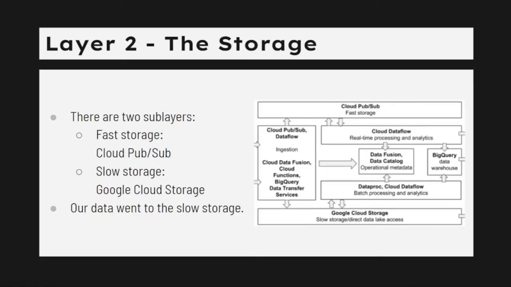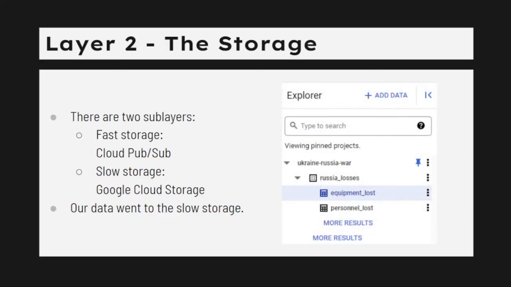The second layer on Google Cloud Platform would be storage, and there are two sublayers, those two sublayers being fast and slow storage. Our data went to the slow storage. From the first layer, we were given a directory, and that directory is our storage layer. We are focused on the slow storage because it has direct data lake access, and the directory being what Google Cloud Platform created for us automatically.